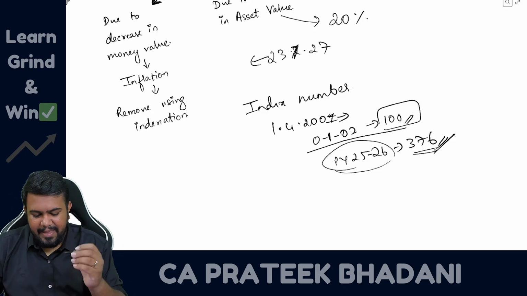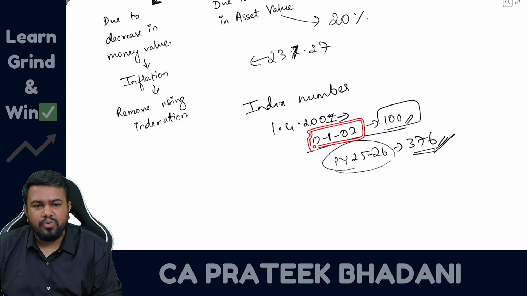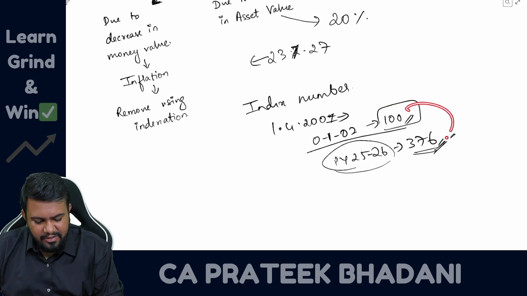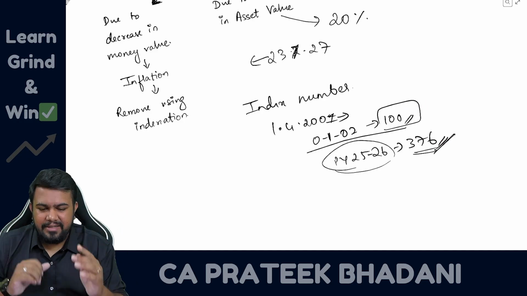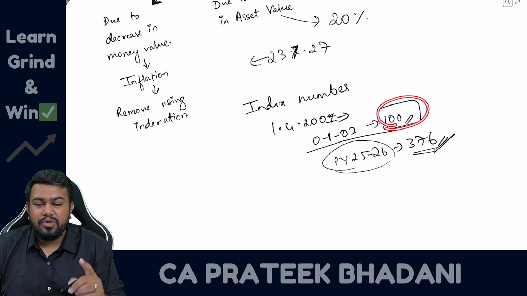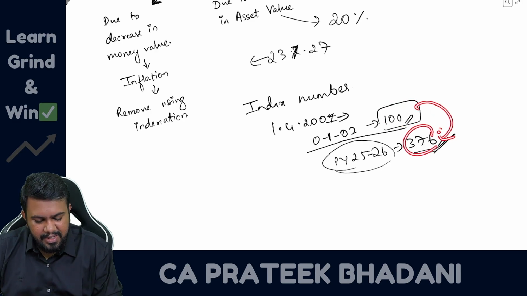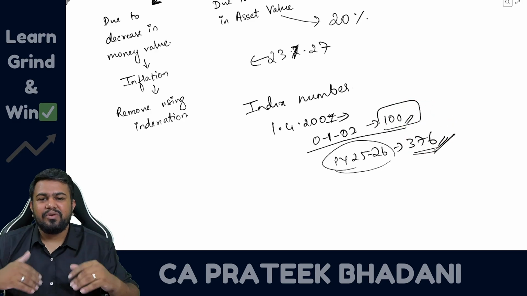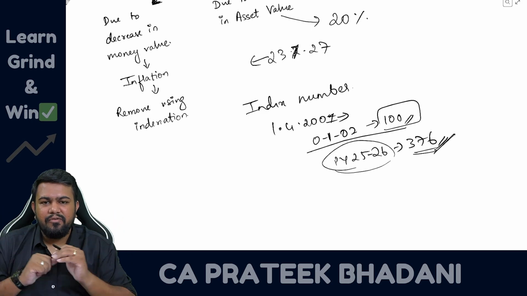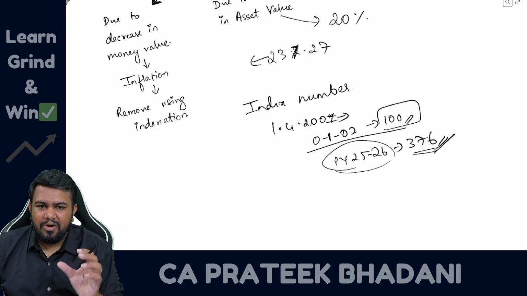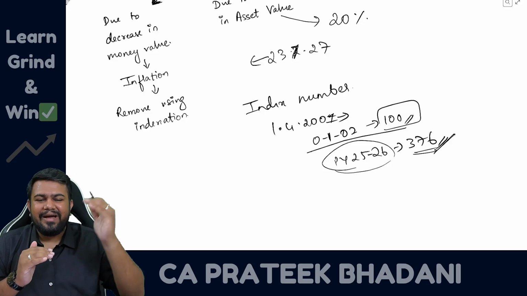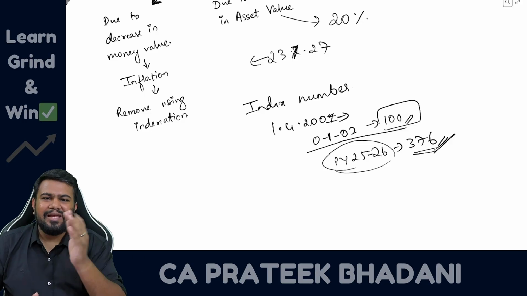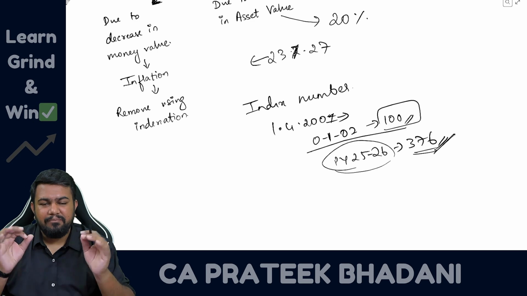You know what it means? It means that in 2001-2002, if you had 100 rupees, in today's terms its value should be 376 rupees. Or if you have an asset whose value is 100 rupees, today due to inflation, the value of that asset should be 376 rupees. So that is the only concept of index number. Now what you should do is take the cost of your asset and index your cost. It means increase the value of your cost to remove the inflation.